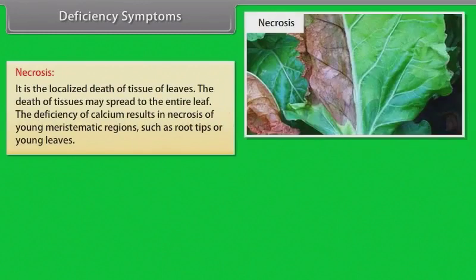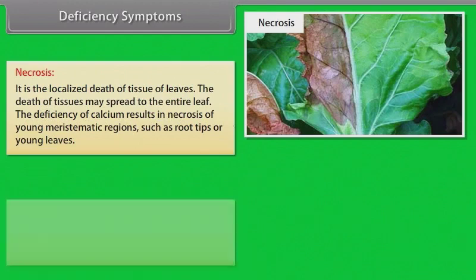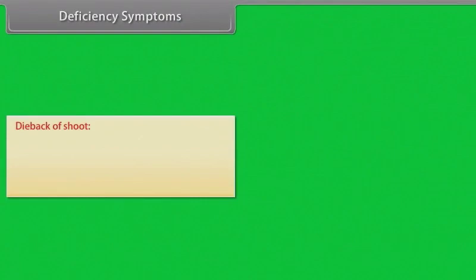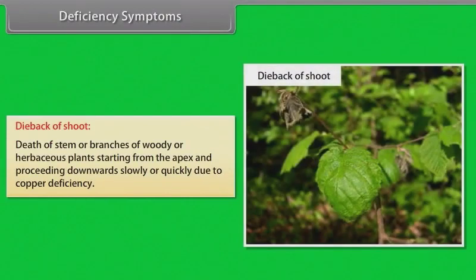Deficiency symptoms. Necrosis. It is the localized death of tissue of leaves. The death of tissues may spread to the entire leaf. The deficiency of calcium results in necrosis of young meristematic regions, such as root tips or young leaves. Stunting. The growth is retarded. The stems appear condensed and short. The deficiency of calcium results in stunted growth. Dieback of shoot. Death of stems or branches of woody or herbaceous plants starting from the apex and proceeding downwards, slowly or quickly, due to copper deficiency.